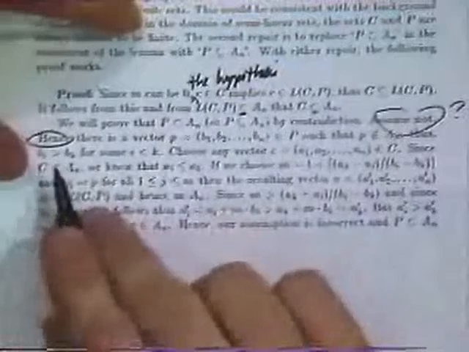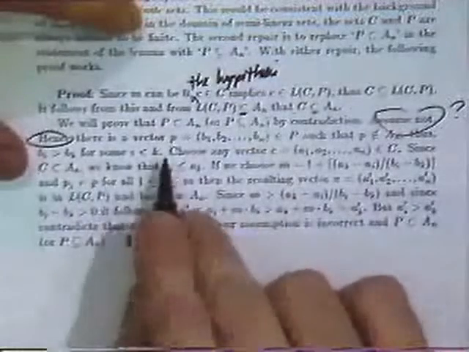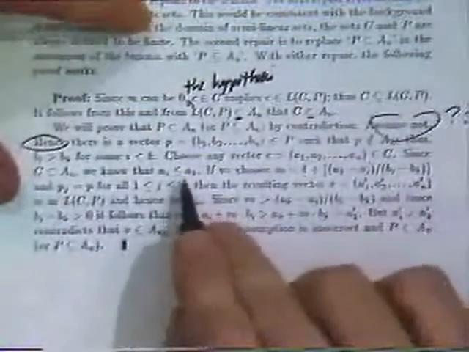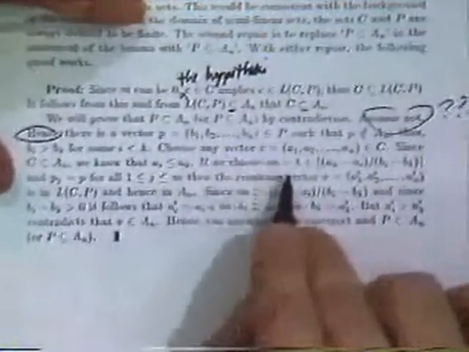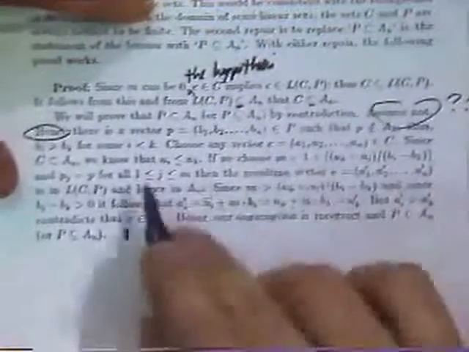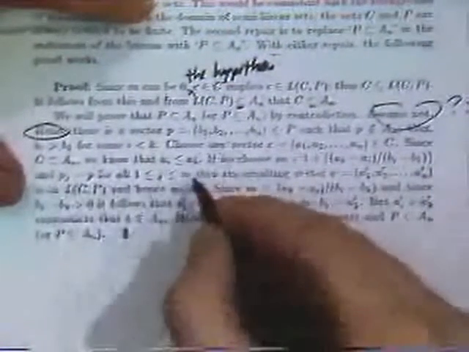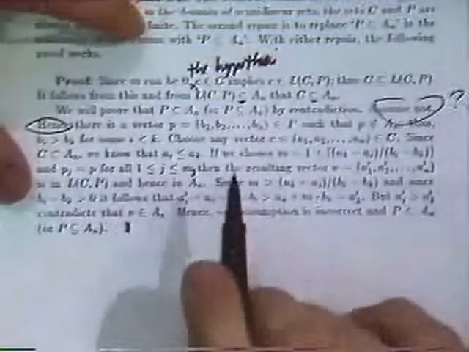But anyway, here it could go on: thus, b sub i greater than b sub k for some i less than k. Choose any vector c in C. Since it's a subset of A sub n, we know that a sub i is less than or equal to a sub k. If we choose n equal to this number here, and p of j, I would put a comma here. If I have a sentence starting with a long clause, I definitely want a comma for breaking. The n tells you the next thing starts, but I still want a comma.